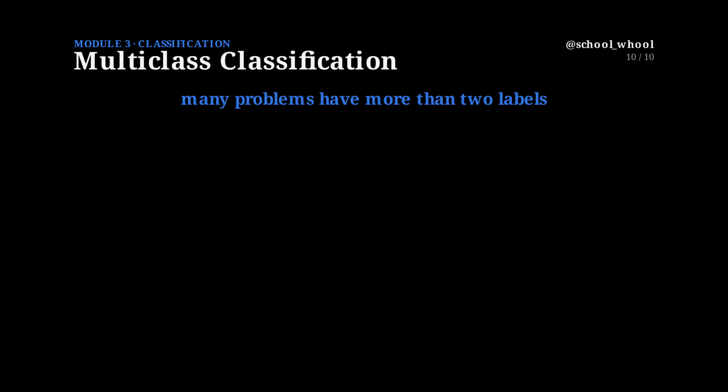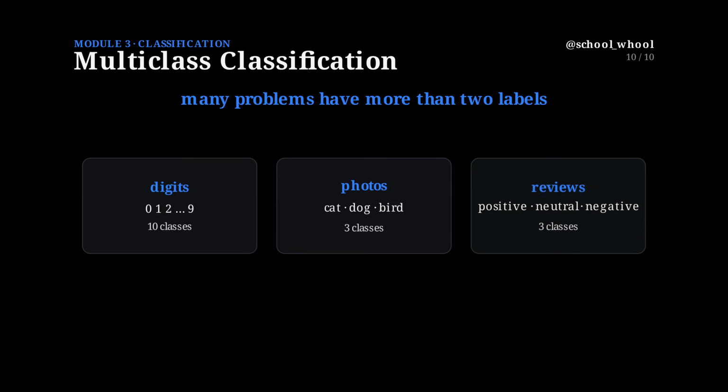Recognizing a handwritten digit, 10 classes, 0 through 9. Tagging a photo, cat, dog, or bird. Reading a review, positive, negative, or neutral. All of these need more than 2 labels. We'll use the cat, dog, or bird example throughout.